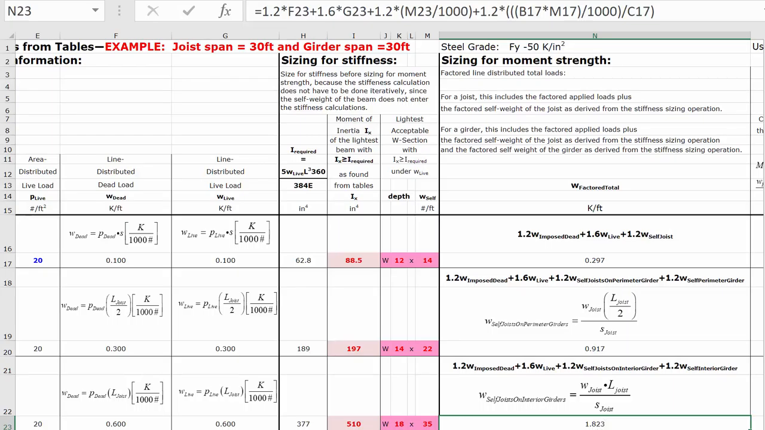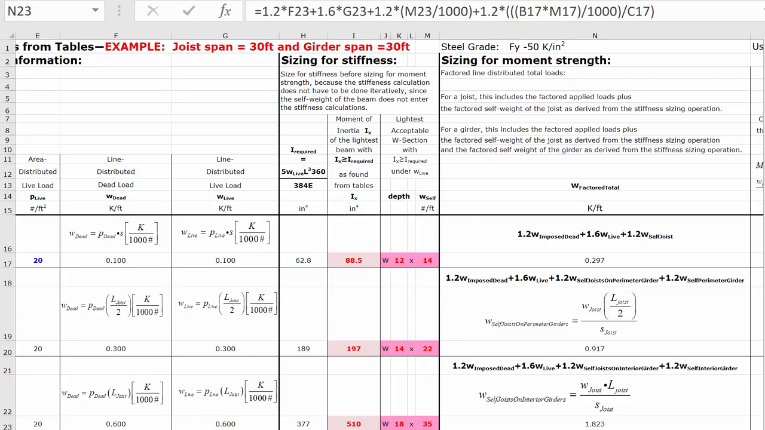And if I click right here, we'll run quickly through. It's 1.2 times this number, F23. So let me make sure I've got all that on the page so that you can see. And I do. So here we have row 23, and we come over here and we find F23, which is this number right here. So F23 times 1.2 plus 1.6 times G23, which is this number right here.